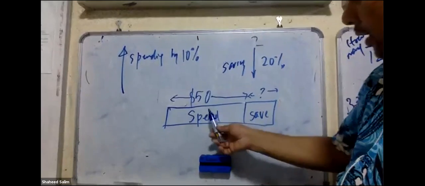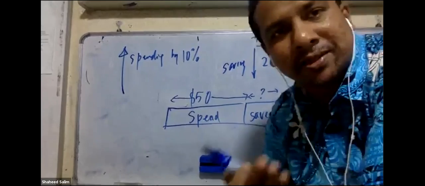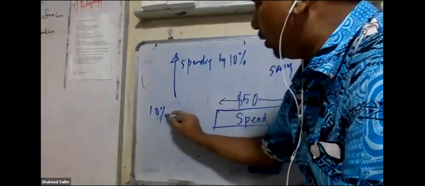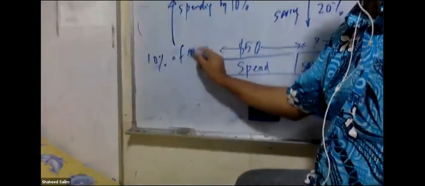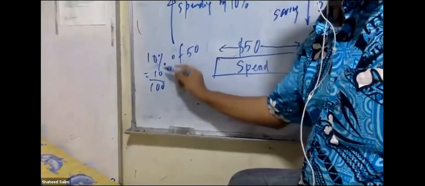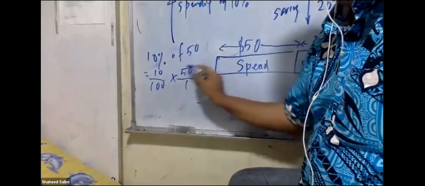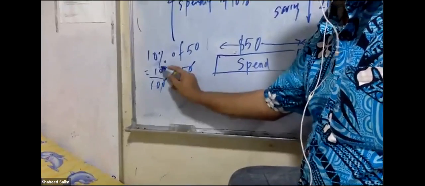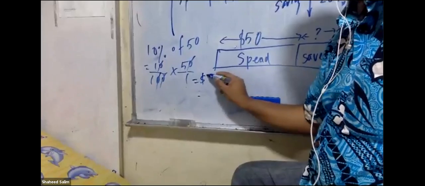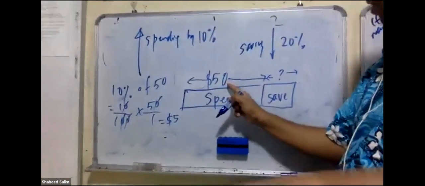They say if he increased the spending by 10%, what is 10% of $50? Let's find out. 10% of $50 equals 10 over 100 times 50. Cancel a 0, cancel a 0, and 1 times 5 gives $5. $5 is 10% of $50.